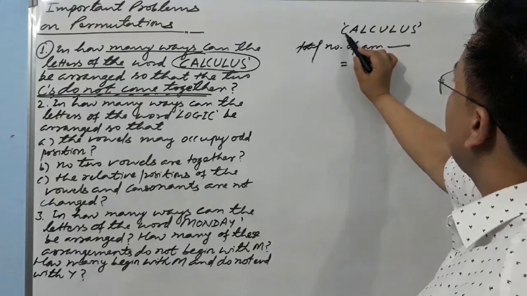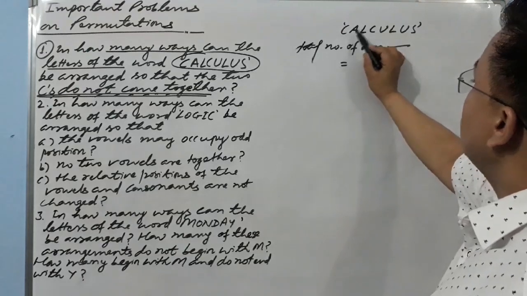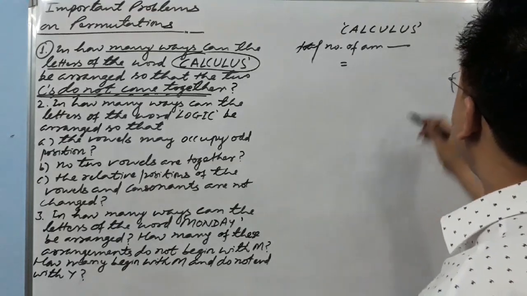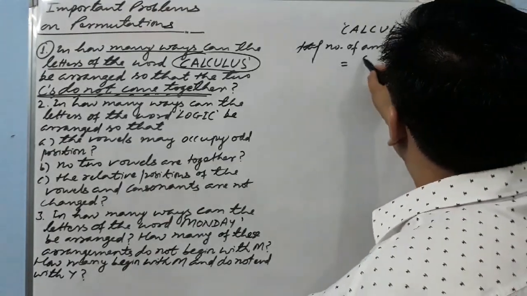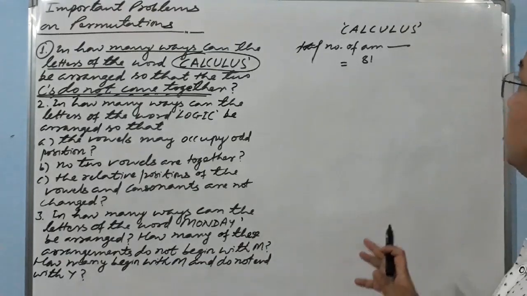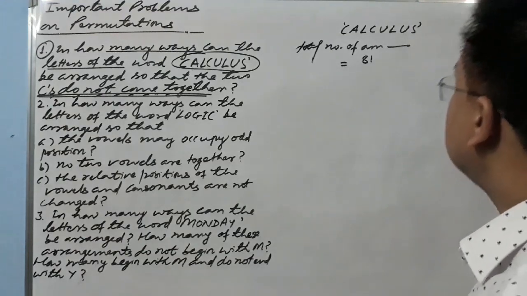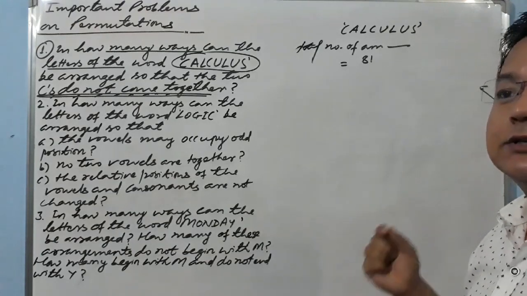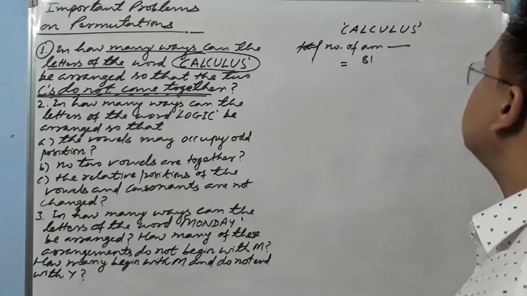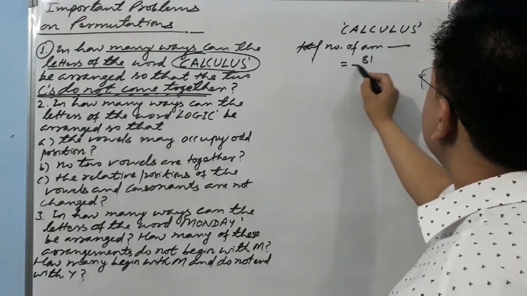Let's see how many letters are there. 1, 2, 3, 4, 5, 6, 7, 8. So there are 8 letters. But all are not different. If they were all different, we would have taken only 8 factorial. But here we use permutations of objects, but not all different. So here we have the formula with 8 factorial.